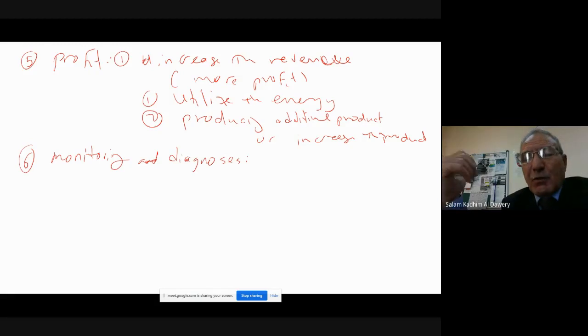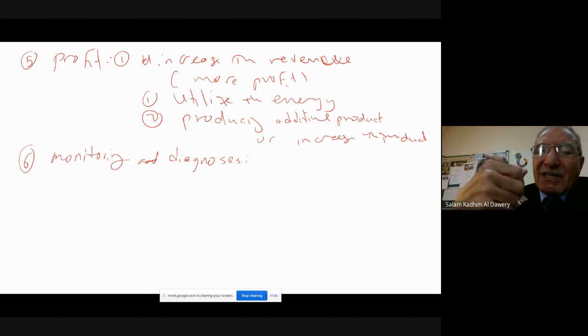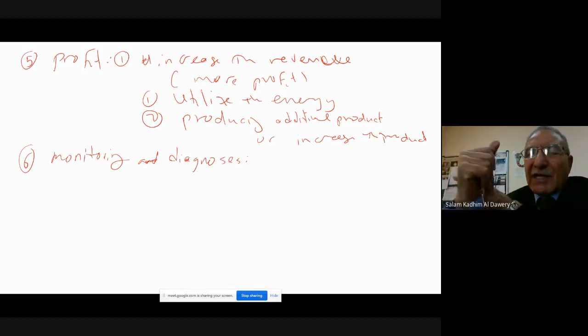Some faults will be there. Some deficiencies in equipment. How do we know that? We need to record and monitor. We have to measure the temperature. We have to measure the level. We have to measure the concentration, not for a short period, even for a long period.